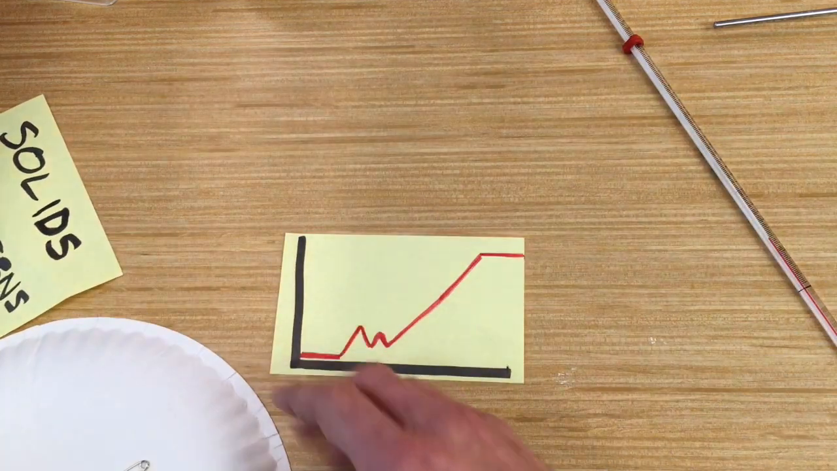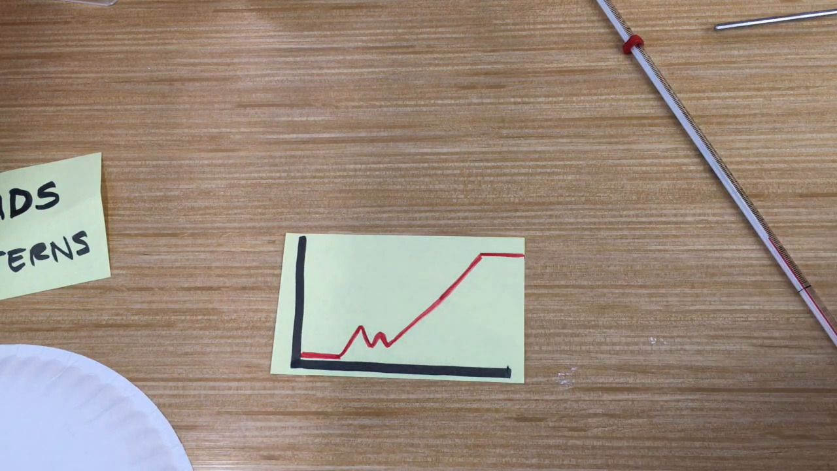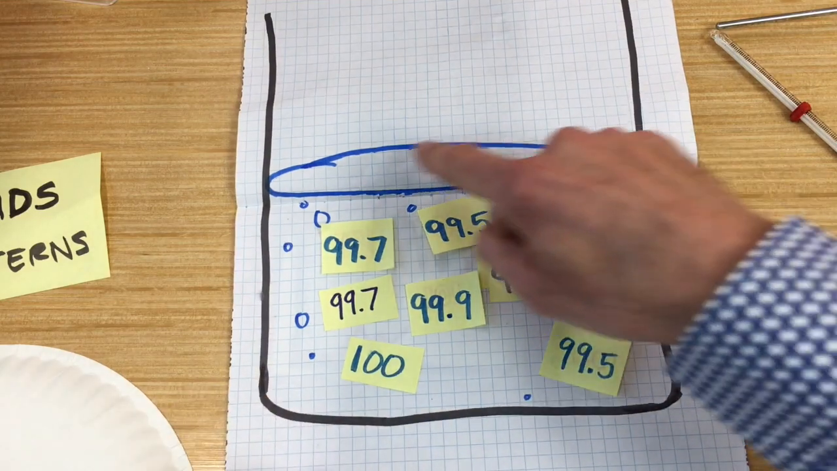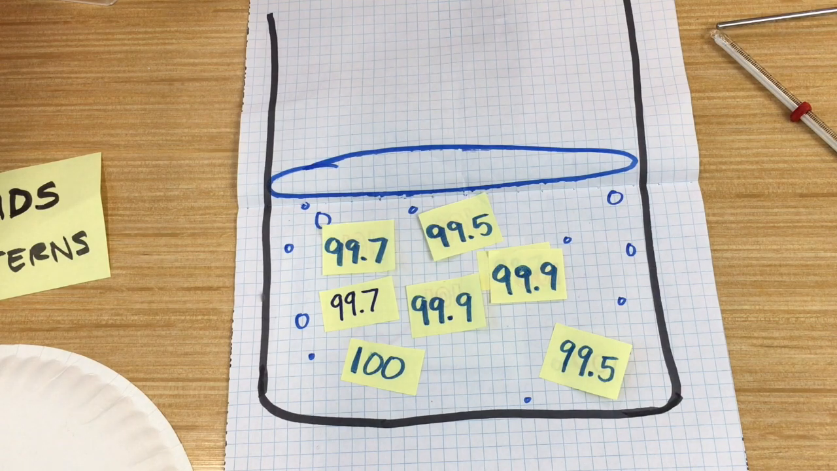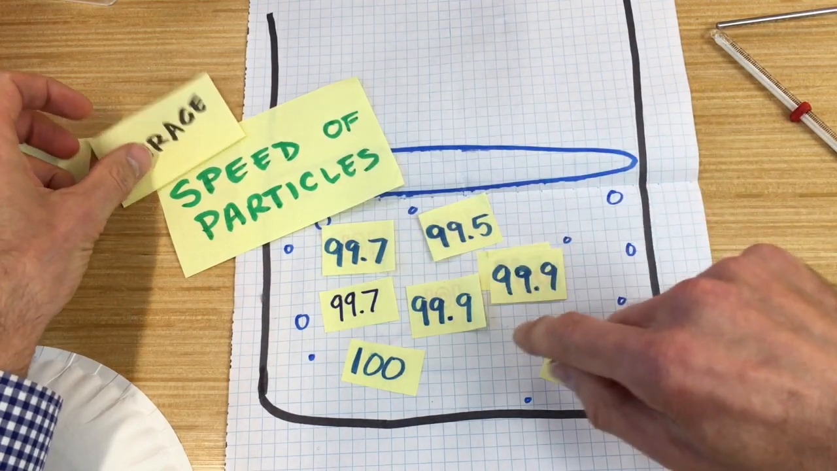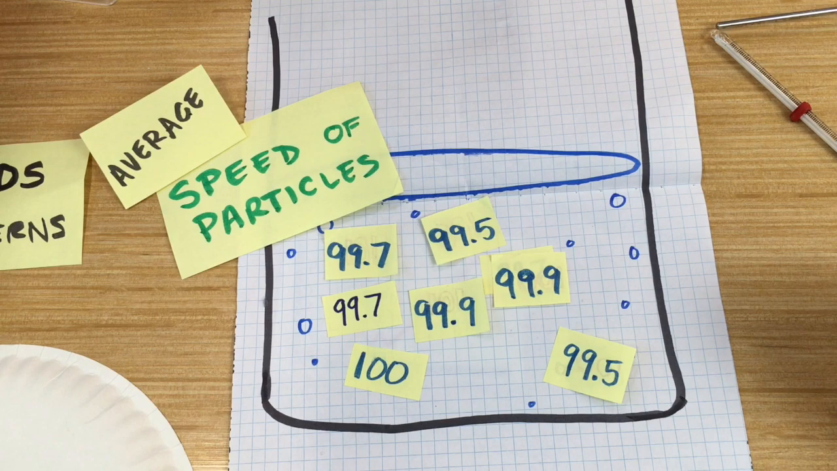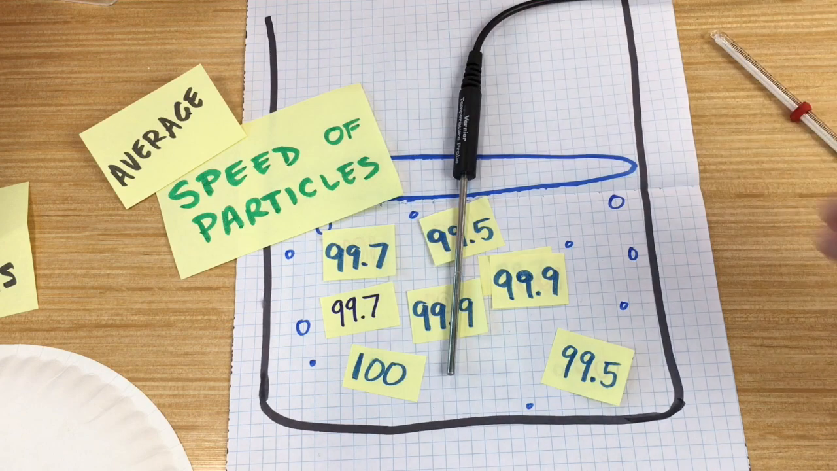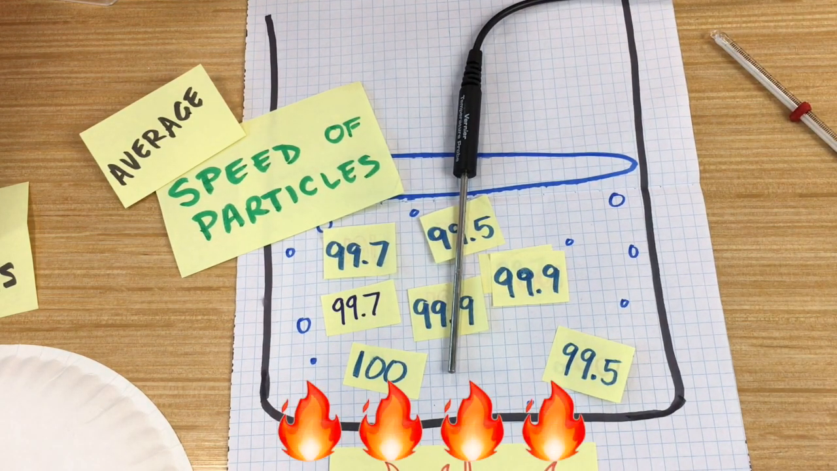Let's talk about what's happening on the other end of the graph. Up here is where the temperature stays constant as well. I've made another drawing here, and this represents the beaker full of water, and these temperatures represent the temperatures of the particles. Remember we were saying before that temperature is just the average speed of the particles. These particles average out to just below 100 degrees, or maybe they average out to exactly 100 degrees. And when we put the temperature probe in the water and we are heating it, we see that the temperature doesn't rise.